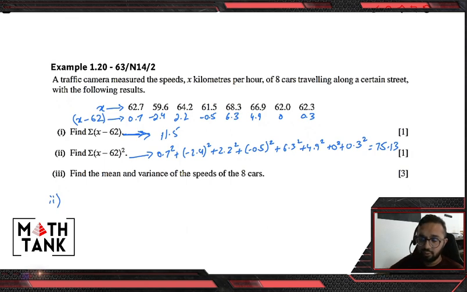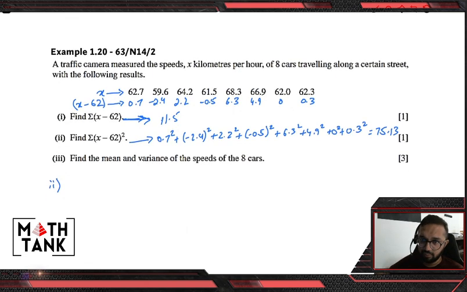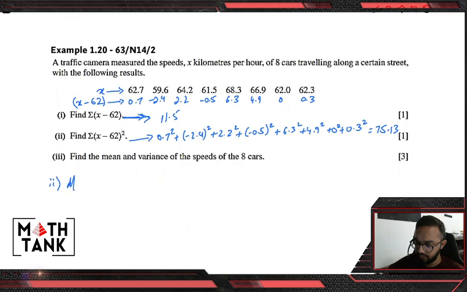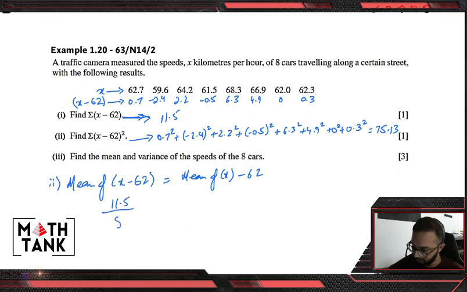Then in part 3 it says find the mean and variance of the speeds of the 8 cars. You could use the original values for the mean or you could use the adjusted values. That's your call. If you're using the adjusted values, you'll have to say that the mean of x minus 62 is the same as the mean of x minus 62. So I could just say that this is 11.5 divided by 8. The mean of x is unknown, minus 62. So 11.5 divided by 8 plus 62.